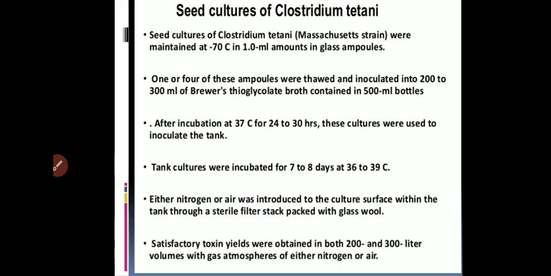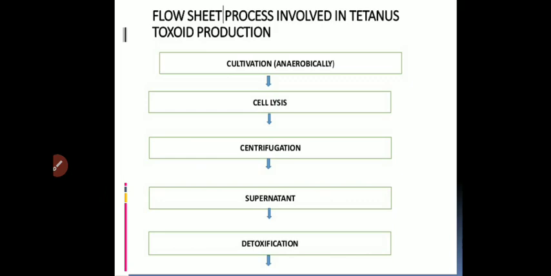During this process, a nitrogen source and aeration are provided so that the yield of Clostridium tetani can be increased. Once a satisfactory yield is obtained, it is used for the fermentation process. Now, media preparation is done and inoculum is developed. Now we will study in detail our actual process of development of tetanus toxoid.